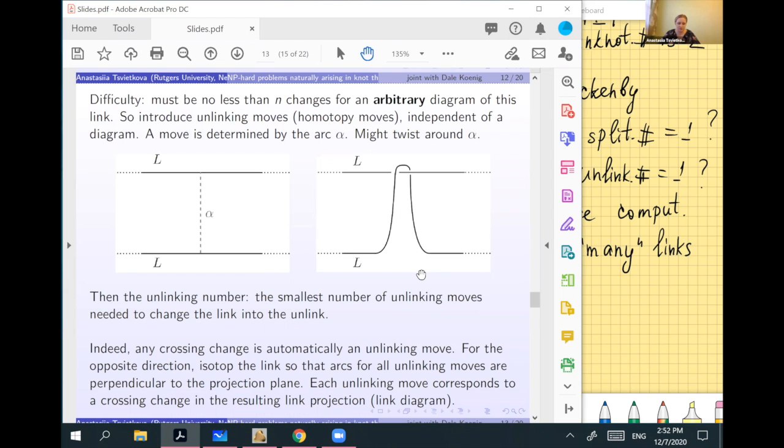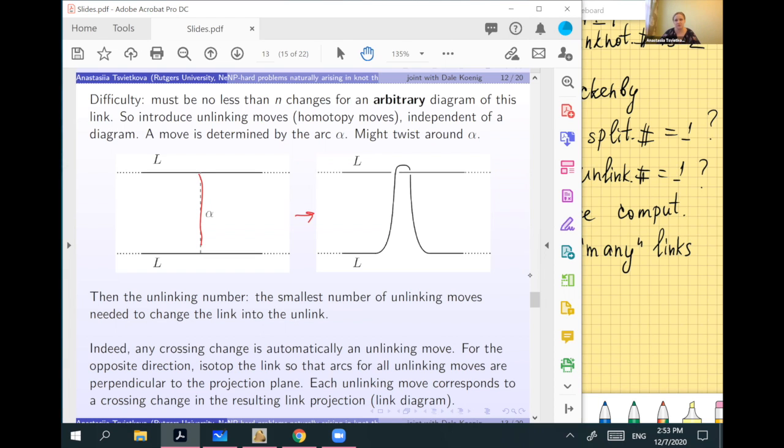And what we did for that, we introduced something called unlinking moves. So these are just homotopy moves. You have a link and you have this arc alpha, and you change your link by taking your strand and wrapping it around the other strand, weaving it around. And this move is determined by an arc alpha. And you can now reformulate the unlinking problem, saying that this is the smallest number of unlinking moves needed to change the link into an unlink.